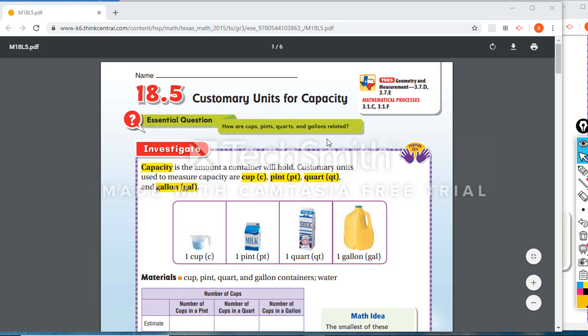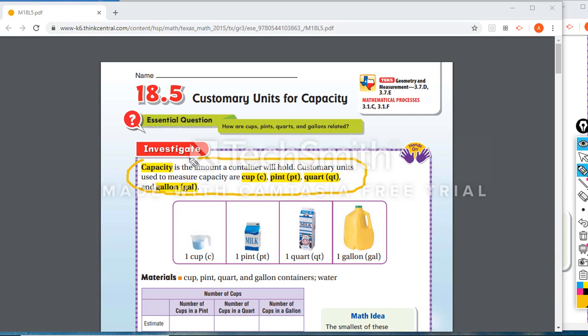You're going to need your math journals. This will be the heading, the title for your table, whatever's next in the table of contents. Whatever page number it is, you're going to refer to that page number and write these notes down. This is the key. You have to know what capacity means. It's the amount a container will hold. And customary units to measure capacity are the cup, the pint, the quart, and the gallon. And notice the abbreviations. You need a copy of those down too.